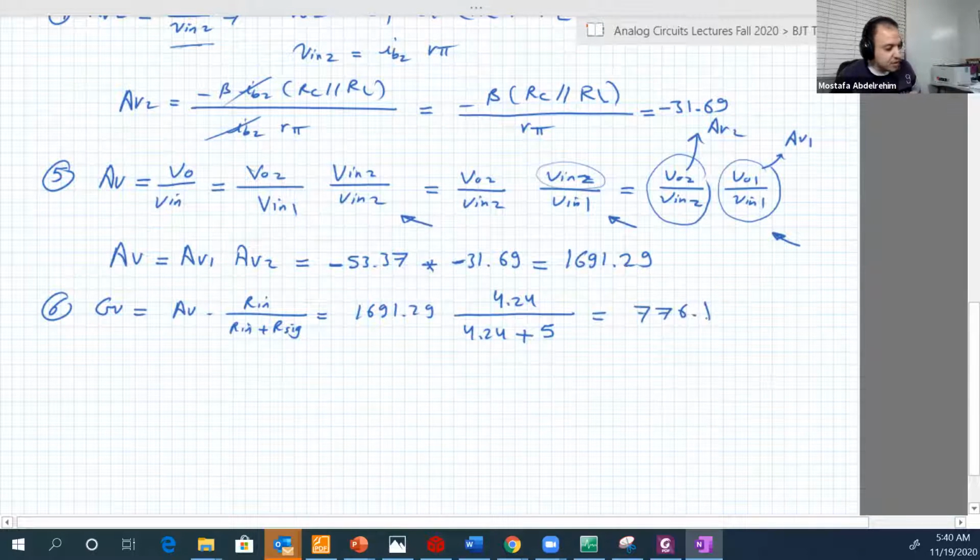Okay, so this is the first example about multi-stage amplifiers. And we see here that when we cascaded two common emitters together, the amplification becomes massive, very big.